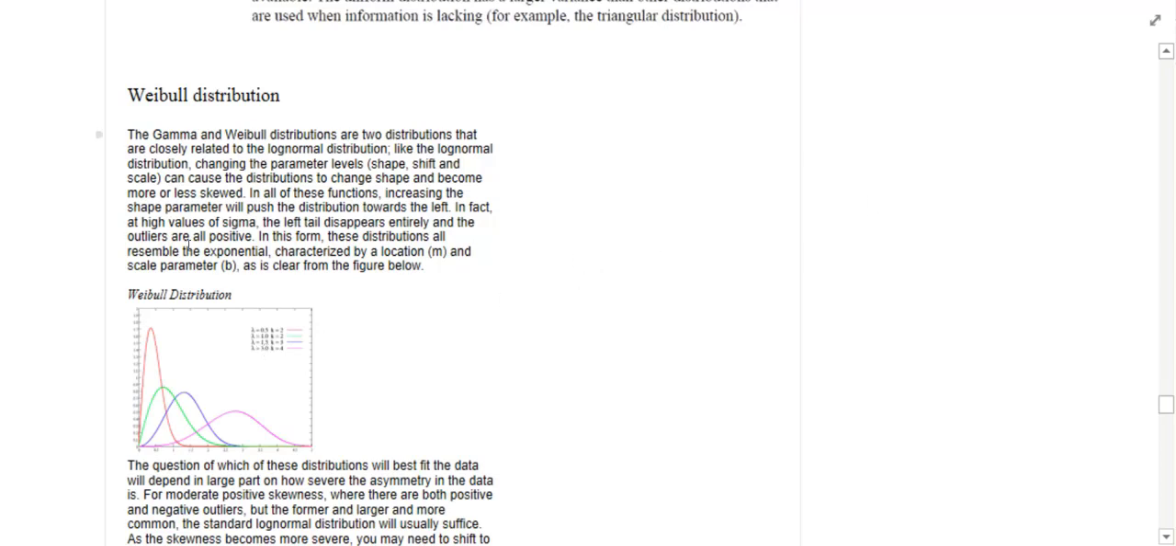In all these functions, increasing the shape parameter will push the distribution towards the left. And in fact, at high values of sigma, the left tail disappears entirely and all the outliers are positive. In other words, we don't have any left-hand distribution on this. It looks more like an exponential in that case, at least in that sense. And you'll see that the distributions will start to resemble the exponential, characterized by a location m and scale parameter b, and you can see that from the figure here.